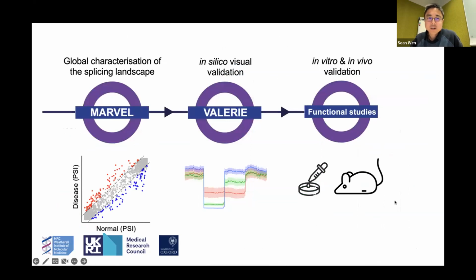So finally, once you have gone through the pipeline for Marvel-Valerie, the whole idea is that you would have a set of candidate genes or isoforms that you can functionally validate in an in vitro or in vivo model.